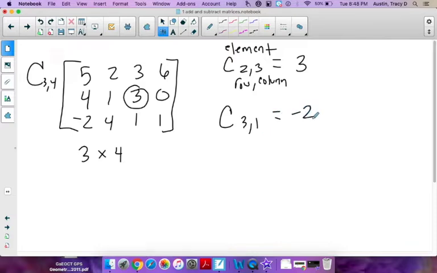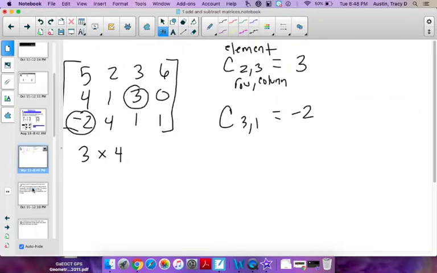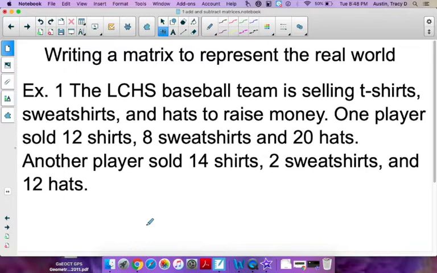Hope you got -2, because that would be element row 3, column 1. Okay, so let's actually write some matrices based on some real-world data. And this is going to prove really important for the project that you're going to be doing over the weekend. I have a short quiz grade project based on writing, adding, and subtracting matrices. So this can be very, very important as far as how we write them.